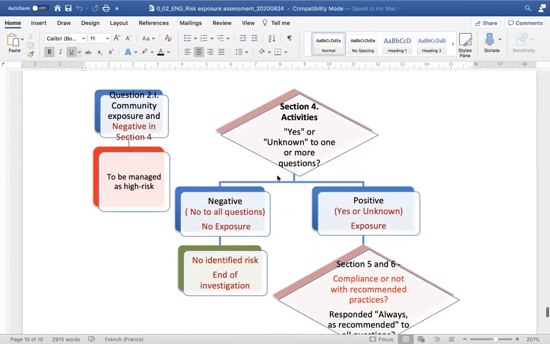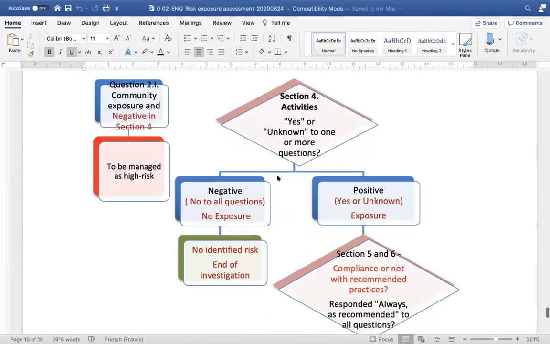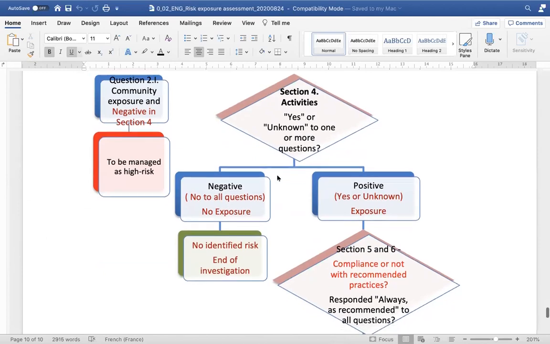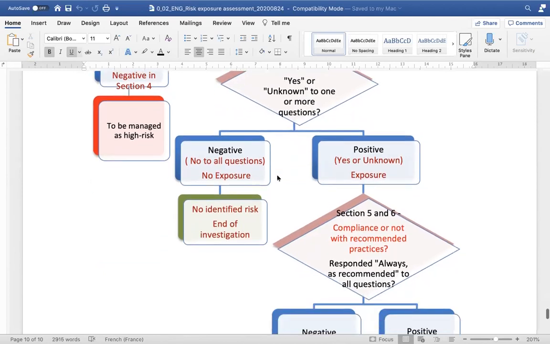So this is just a simple algorithm that you can also use as an IPC material and have as a poster in your various healthcare facilities. So I think that is it from me. Gertrude, you can take over, please.